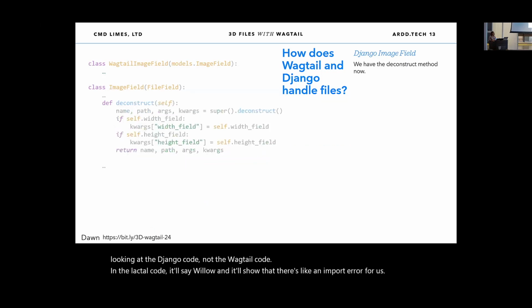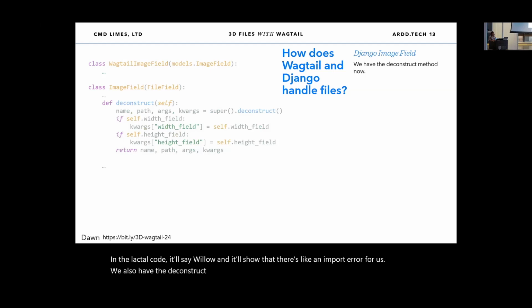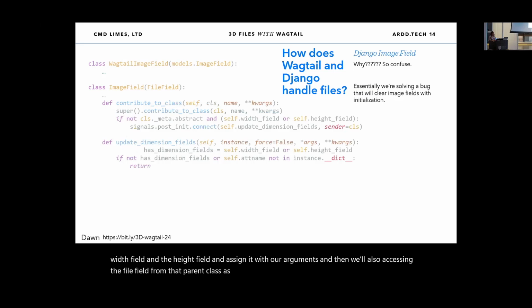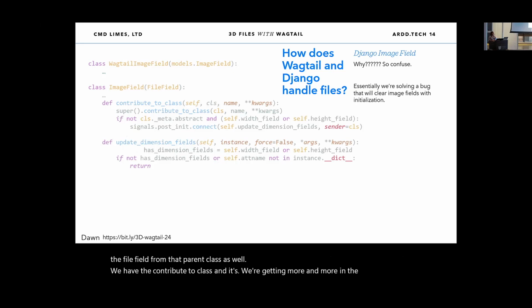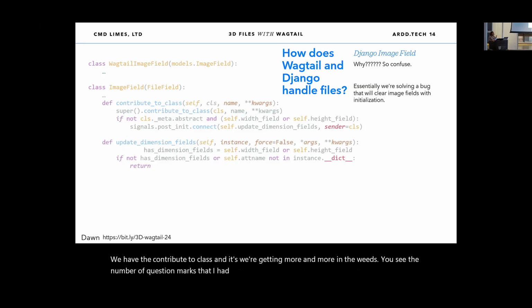We also have the deconstruct method now in the ImageField. That'll help us with the width field and the height field and assign it with our arguments. And then we're also accessing the FileField from that parent class as well. We have the contribute_to_class, and we're getting more and more in the weeds. You see the number of question marks that I had on the why, so confused.